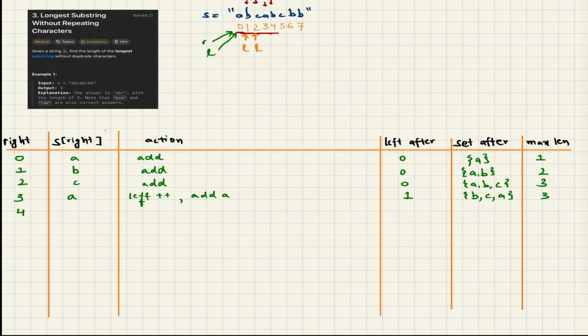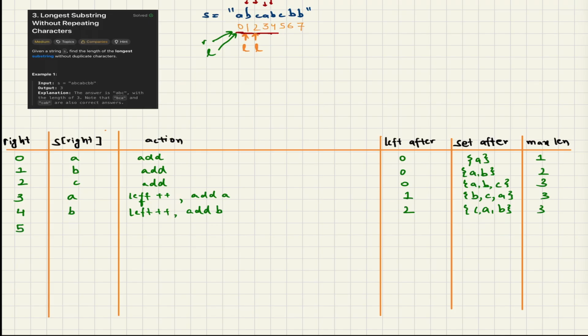S of 4 is nothing but B. Now does B exist in my set? Yes, it exists. So what I'll do is left plus plus. Again, I'm removing the older B and adding the new B to the set. I did left plus plus, so this increases to 2 and this becomes CAB. Maximum length till now is still 3.